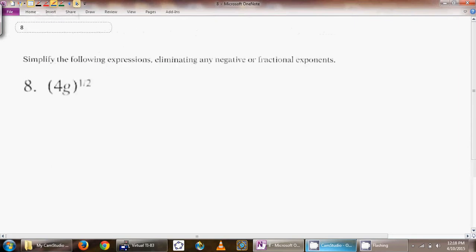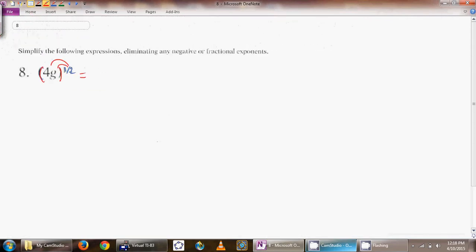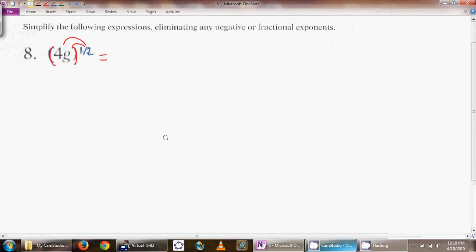Now moving on. 8, okay? This notation is very important. It is the whole, let me do it in red. The whole quantity raised to the 1/2 power. So the powers are going to get distributed to each term. And remember, 1/2 power is just simply square root. Zooming out. So this is really a product of the square root of 4 and the square root of g. Okay, because that's that 1/2 getting distributed to the 4 and the g.